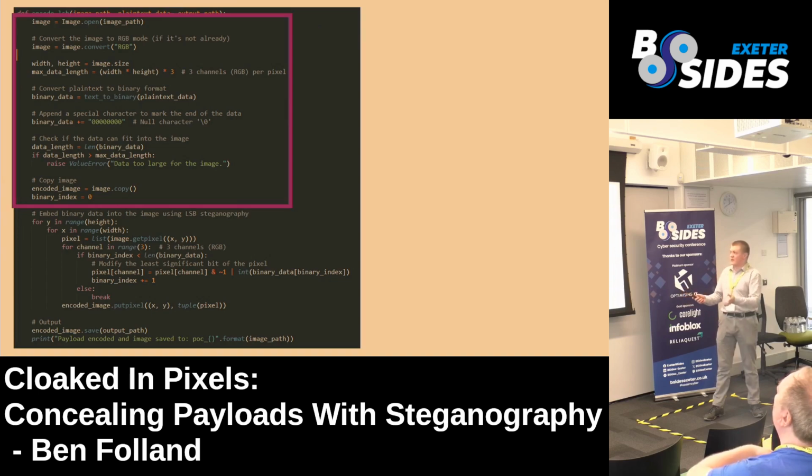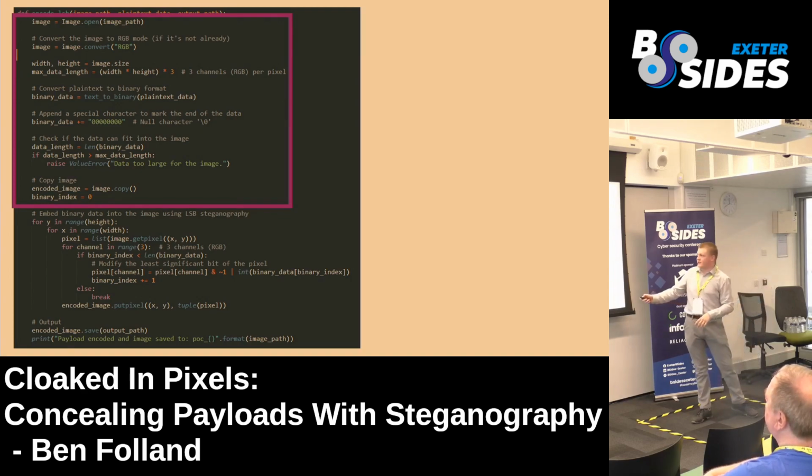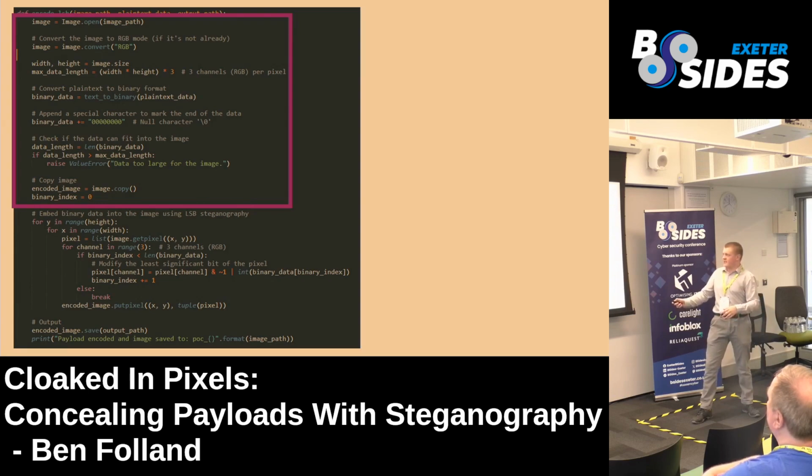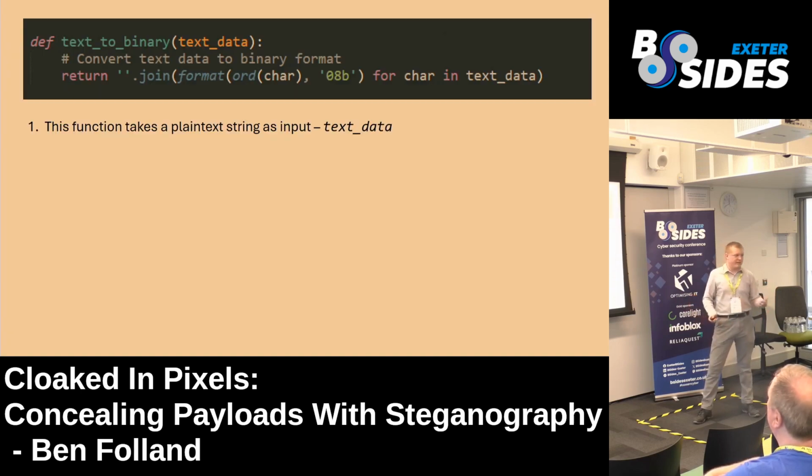So we open the image, we convert it into RGB mode. This allows us to access those RGB components. We then do some calculations to get the maximum data length, and then we call this function here, text to binary. It takes plain text data, which is your secret message, as input, and it converts it to a binary string. I'm going to quickly step through this. It's a very basic, simple function.